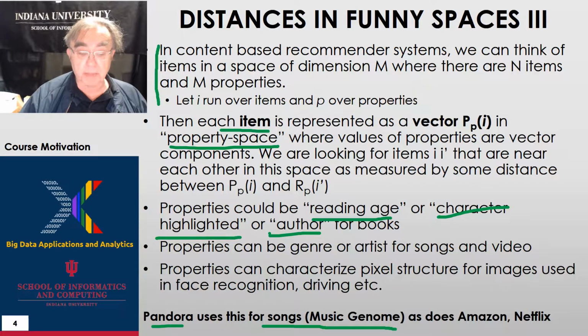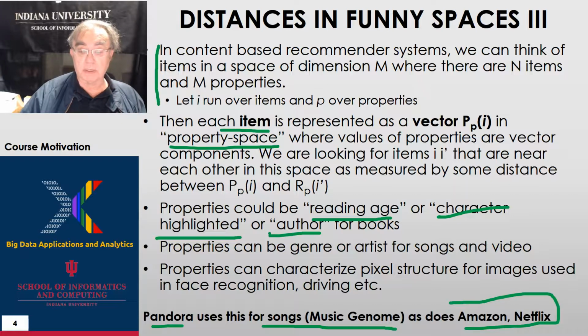And again, content-based recommenders are also used by Amazon and Netflix. So when you look at recommenders, there are three major classes, and you can mix them in complicated ways. They're user-based, item-based, and content-based. They can all be thought of as points in a space, but the spaces have different sizes: the number of items, the number of users, or the number of properties of items. So there are pretty interesting differences.